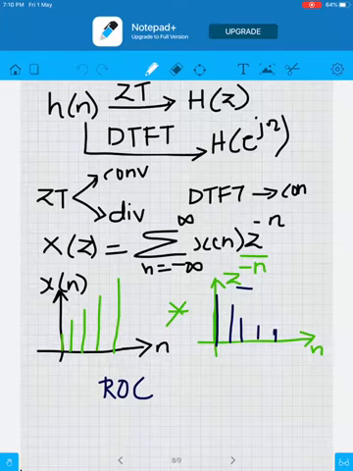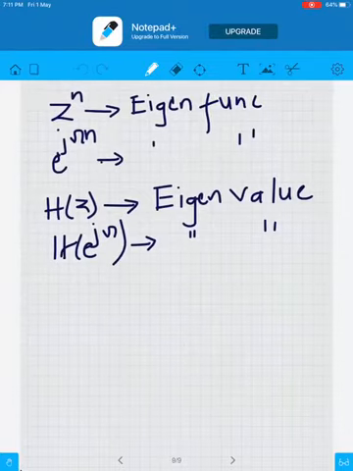The other thing is that z transform is generic, whereas discrete time Fourier transform is a specific case. Discrete time Fourier transform is applicable only for converging functions, whereas z transform is applicable for any kind of function. The only thing is that z transform exists for specific values of z, and that set of values of z is called the region of convergence.